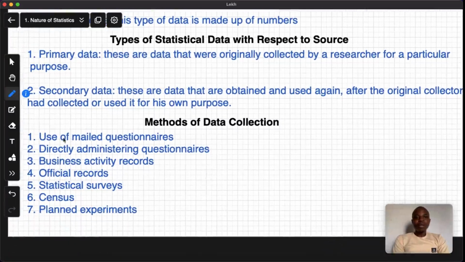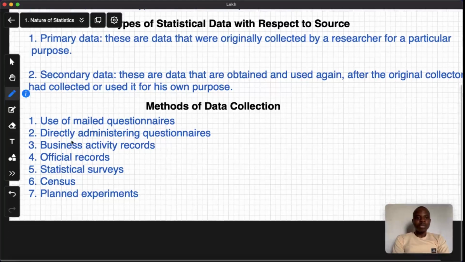All right, methods of data collection. Number one, the use of mailed questionnaires. You mail the questionnaires to the respondents. Direct administration of questionnaires. This one, you hand over the questionnaire to the respondent and wait for him to fill it and return it to you. Then there's business activity records. For instance, you may have the payroll, and records of what we are doing in the place of work, so your minutes of meeting and the others. Official records.